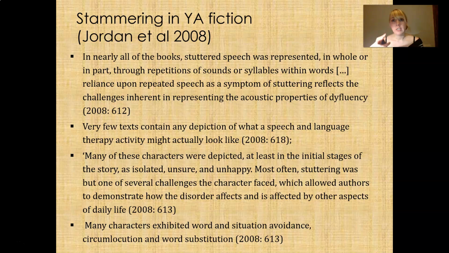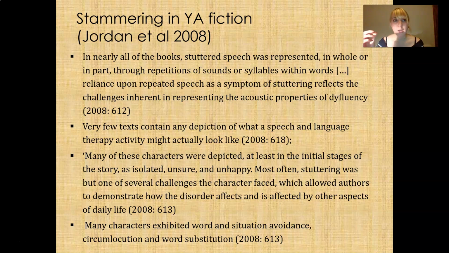Jordan et al. did a really interesting study of this where they reviewed lots and lots of young adult fiction that looked at representations of stammers, and these are some of their key findings. They said that in nearly all books, stuttered speech, this is an American study, so that's why they're using the term stutter, stammered speech was represented in whole or part through repetitions of sounds, syllables within words. Reliance upon repeated speech as a symptom of stuttering reflects the challenges inherent in representing the acoustic properties of dysfluency.